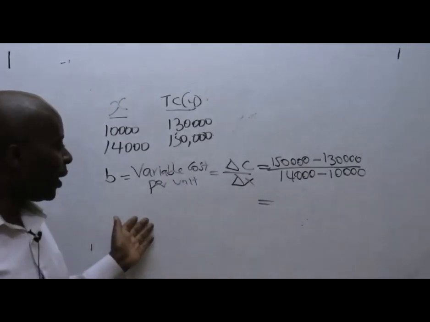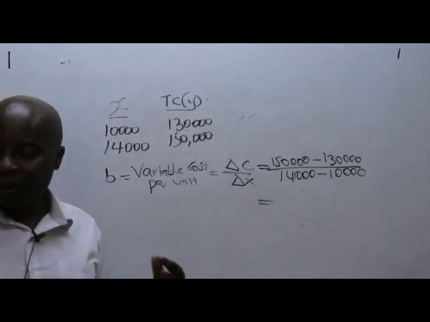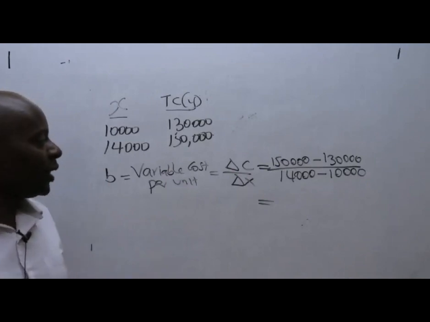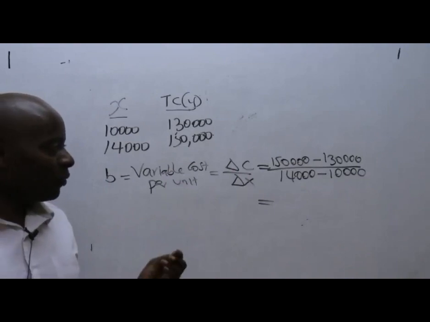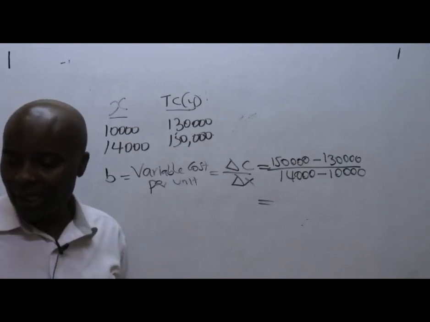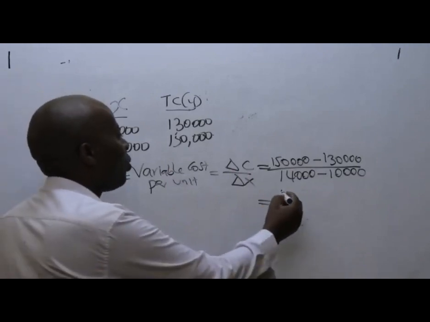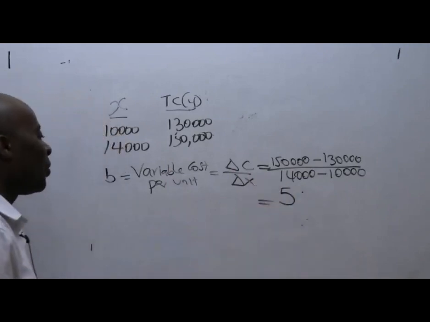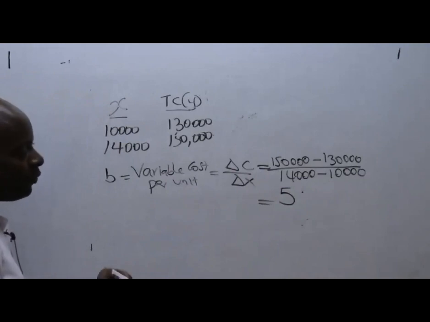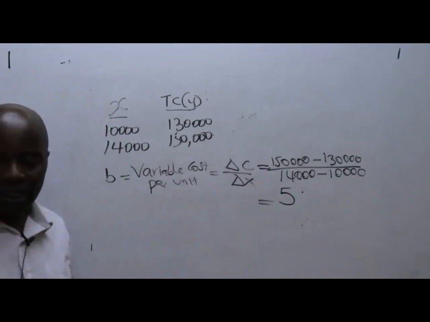Remember, B is the gradient. If you remember our straight lines concept, B is the gradient. So once I have the gradient, I'll be able to talk about variable cost per unit. Please give me an answer. I can see answers here. 5. Thank you very much. So once I get variable cost per unit as 5, the next thing is to get the fixed cost, which is A.